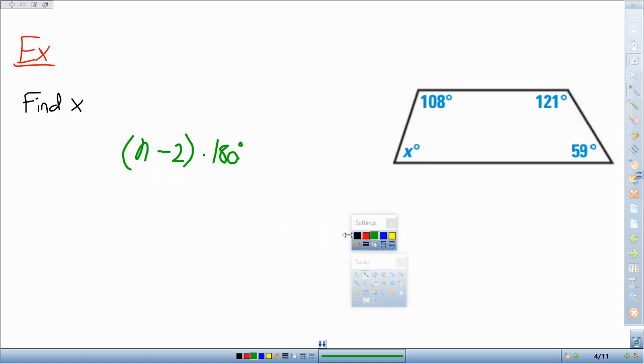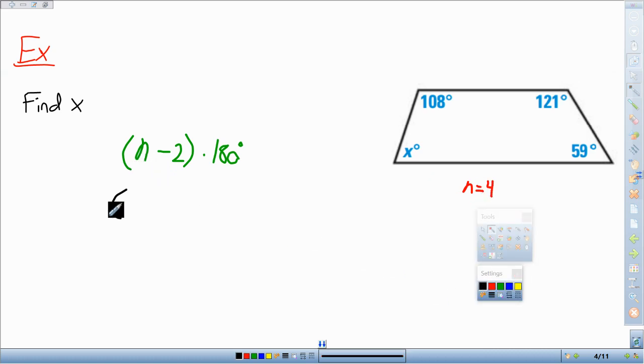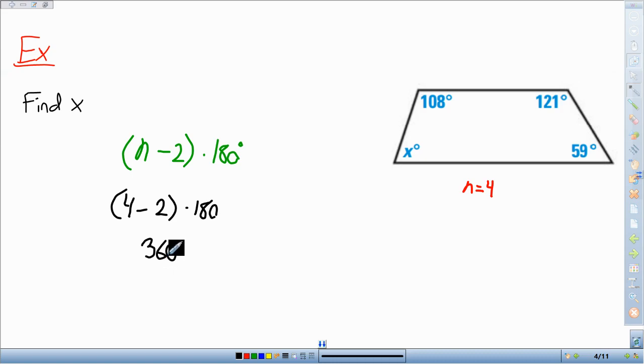Okay, where n is the number of sides. This thing has 4 sides. It's a quadrilateral, so we're going to plug in 4 for n. If you want to show yourself, it's not a bad idea in your notes to remind yourself, n equals 4. Okay, so 4 minus 2 times 180. It looks like we're getting 2 times 180, which is 360 degrees.